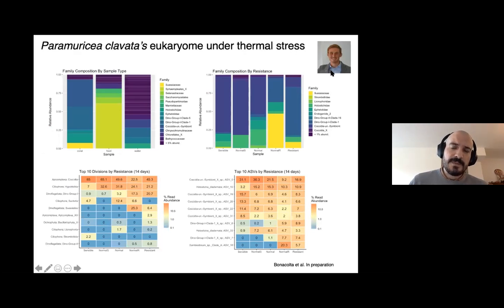This is a work being done by Anthony Bonacolta, one of my students at Erasmus. What we observe here, first of all, is that we compare the coral with the food we provide to the coral in the water, to make sure that there was no cross-contamination, and the microkaryotic communities were very different. Then we compare these different sensible to resistant populations. What we observe is that there was a change in the microkaryotic community, that it's more clear here.